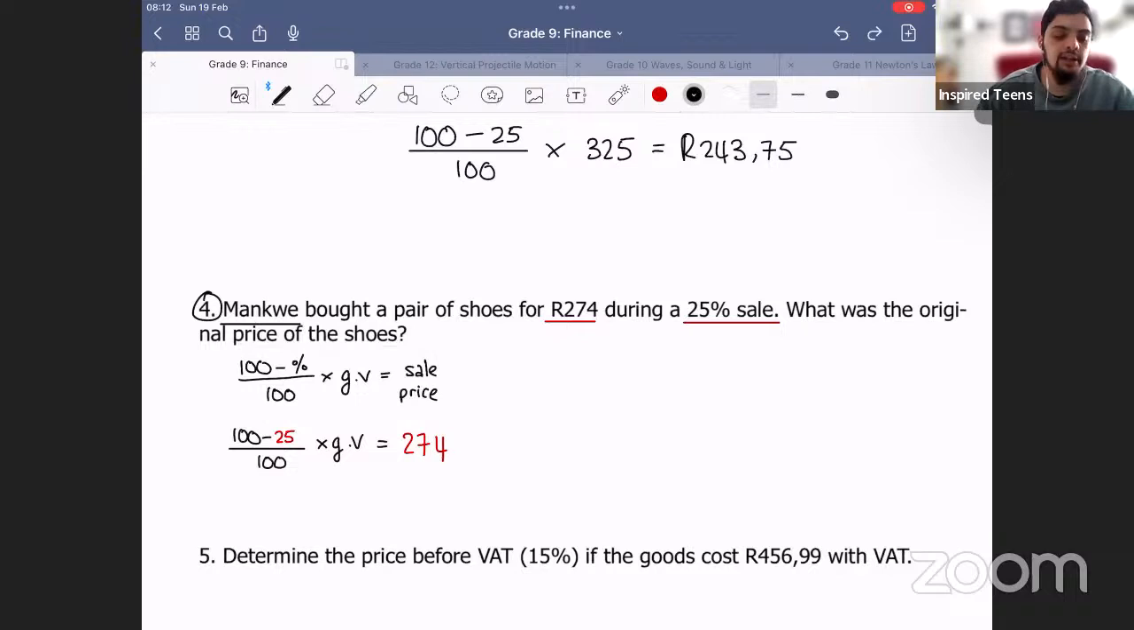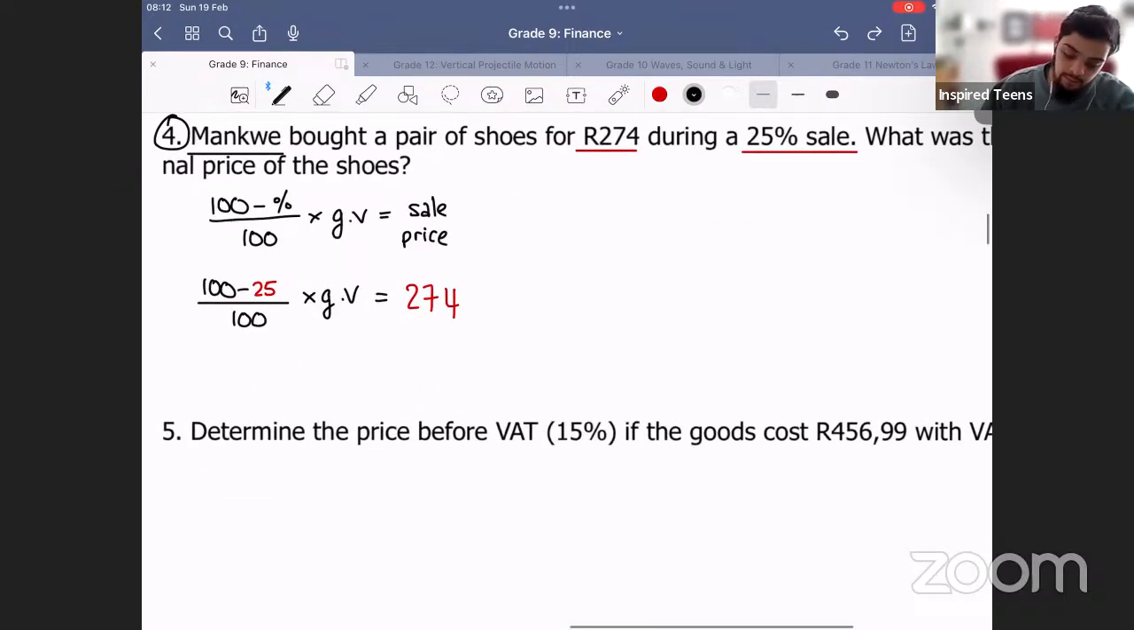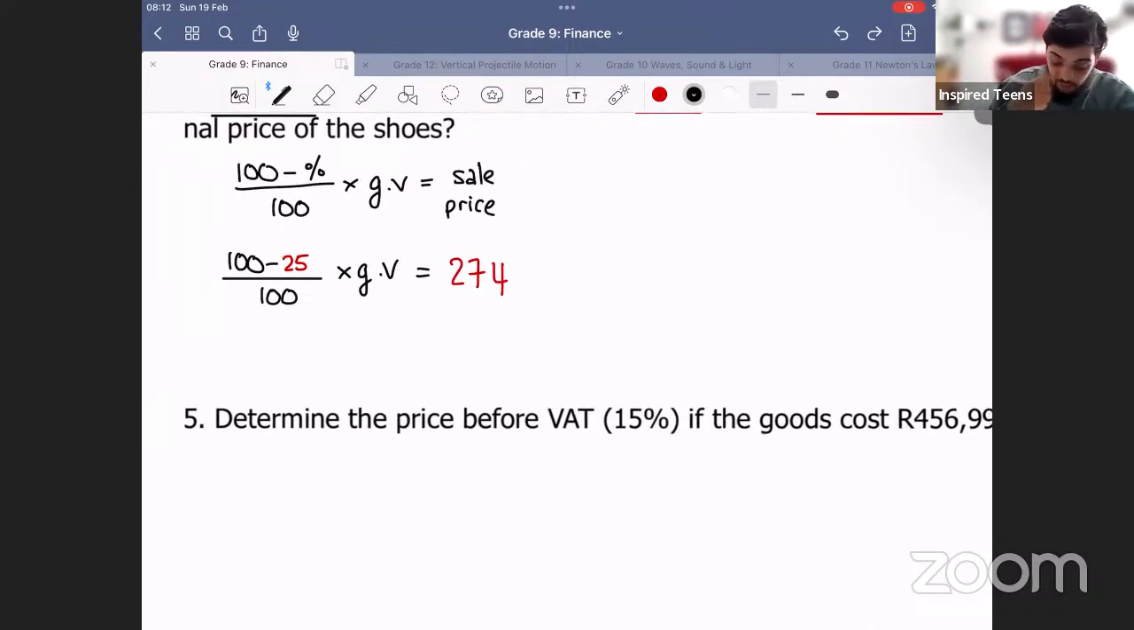There's no harm in writing a formula instead of looking at the question and thinking, oh, what am I going to do here? I don't know, and then not writing anything. At least try it by writing out the formula that you usually use, substitute what you know, and maybe you'll be able to solve it that way. So now what we do is this is 75 over 100. We can take that over as multiplication, and that is division. It becomes 274 times 100 divided by 75. When you do that calculation, you get 365 Rand 33.